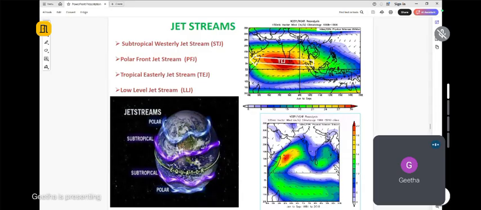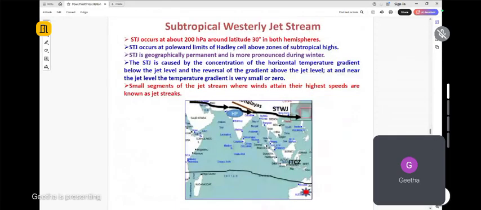So now let us first discuss the subtropical westerly. This is a very important jet stream with respect to the winter season. It occurs at about 200 hPa level, around 30 degrees north or south, in both hemispheres. And it occurs on the polar limits of the Hadley cell above the zones of subtropical. Why polar limit? When the Hadley cell forms, the rising motion is over the equator and its descending motion is towards the pole.